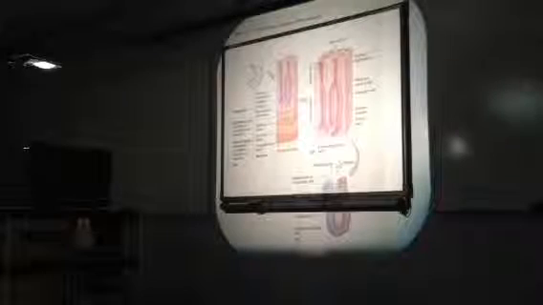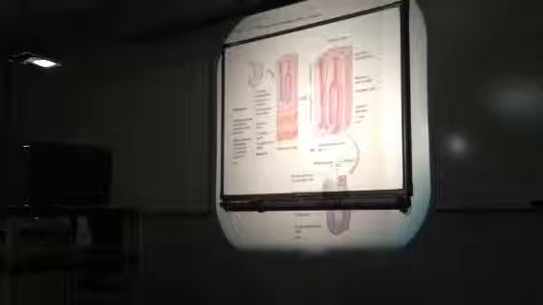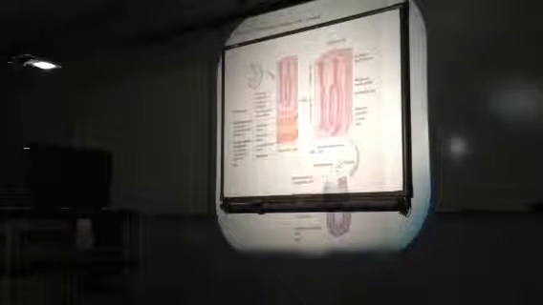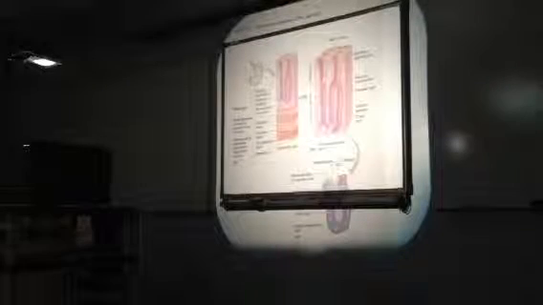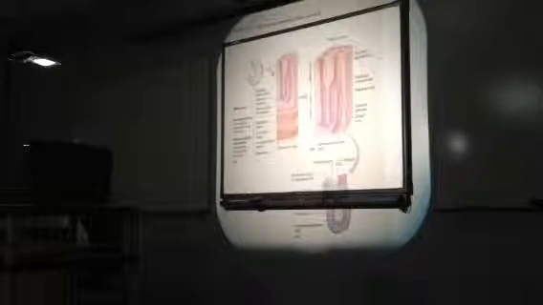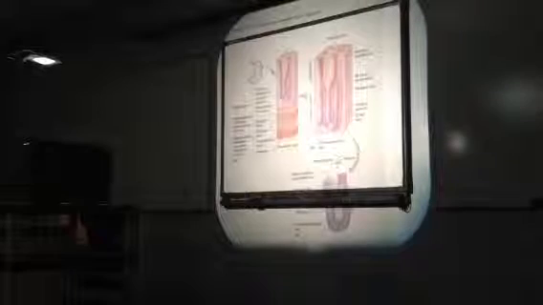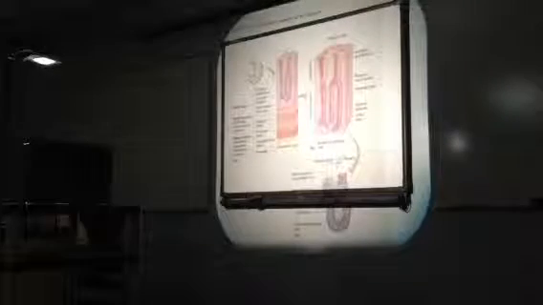And then the last secretion is intrinsic factor. Intrinsic factor is secreted by parietal cells, and it helps with the absorption of vitamin B12 into the blood. Okay, when you're ready, next page.